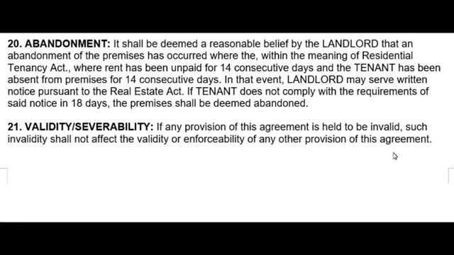It shall be deemed a reasonable belief by the landlord that an abandonment of the premises has occurred, within the meaning of the Residential Tenancy Act, where rent has been unpaid for 14 consecutive days and the tenant has been absent from the premises for 14 consecutive days. In that event, the landlord may serve written notice pursuant to the Real Estate Act. If the tenant does not comply with the requirements of said notice in 18 days, the premises shall be deemed abandoned.